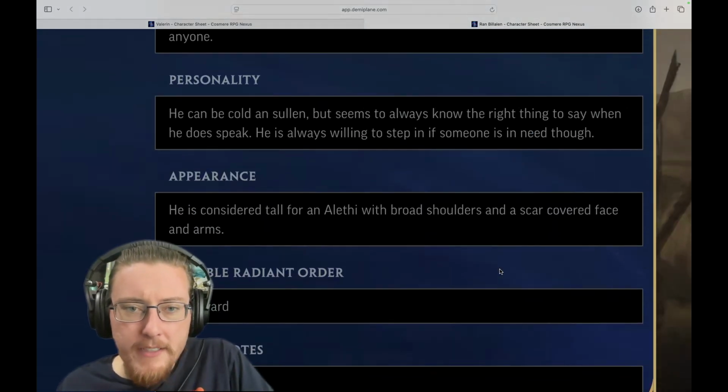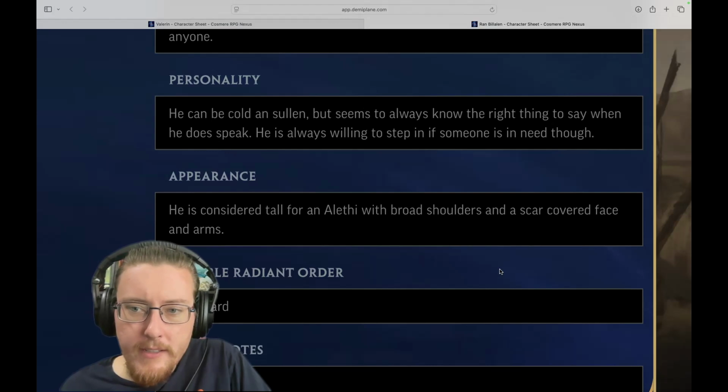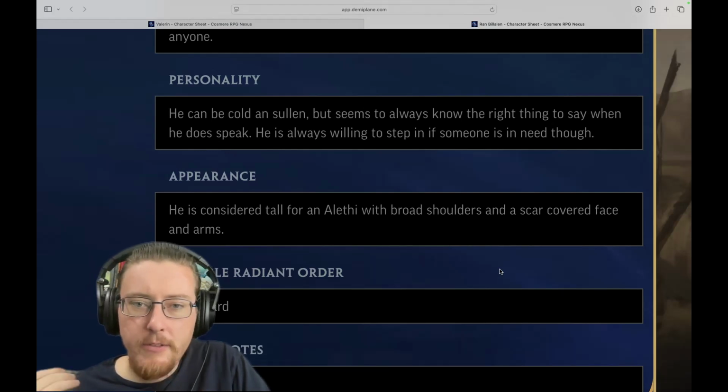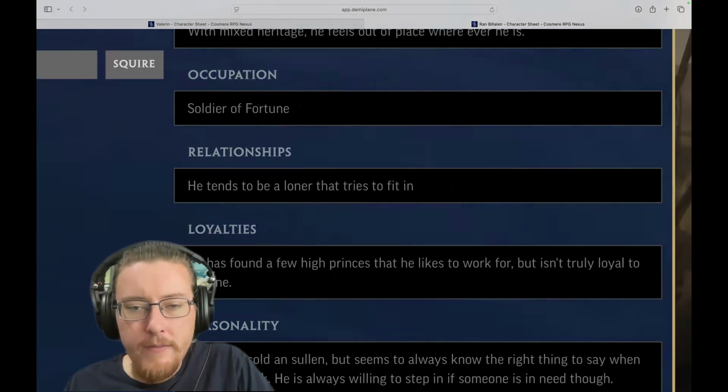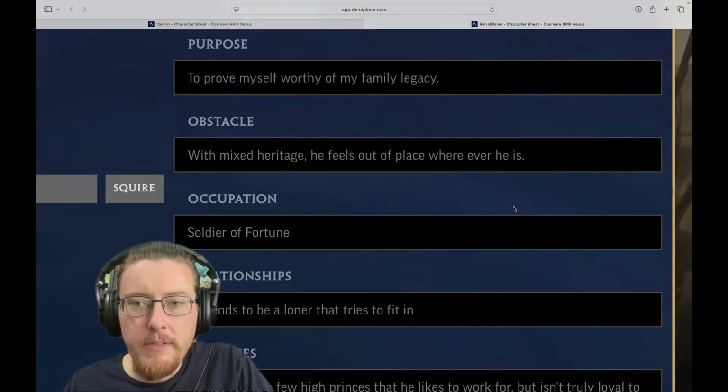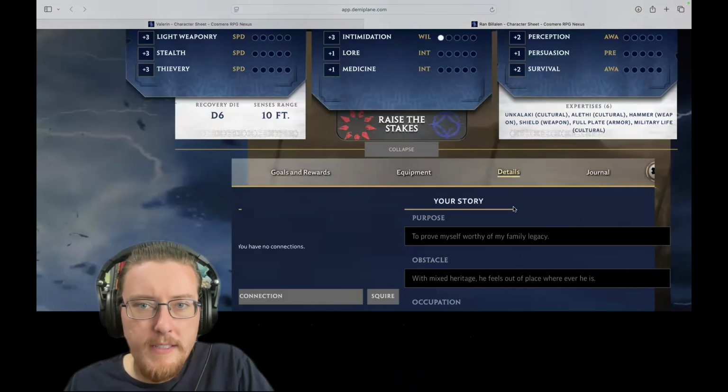He's considered tall for an Alethi with broad shoulders and a scar-covered face and arms. Brilliant, recognizable, easy peasy. Possible radiant order, Stone Ward. Love it. He's there for somebody in need. That's exactly what we want to see.